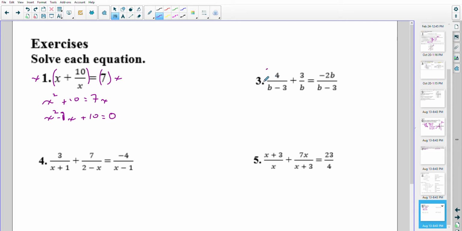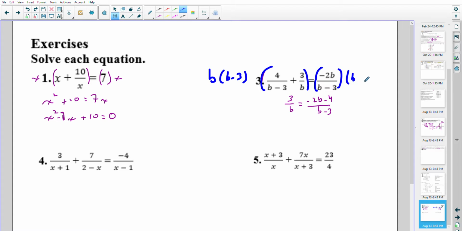The second one, what I would do is, you could do it a couple different ways. An easy way to do it is to subtract this term on both sides. So you could get 3b equals negative 2b minus 4 all over b minus 3. These are the same denominators. You could subtract them. And then at this point, you could cross multiply. Now, that's just one way to do it. The second way to do it would be to actually do the same approach as the first one and multiply by b times b minus 3 on both sides.